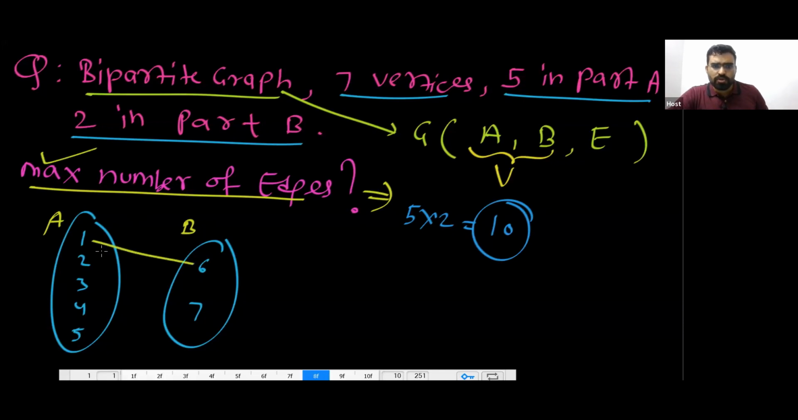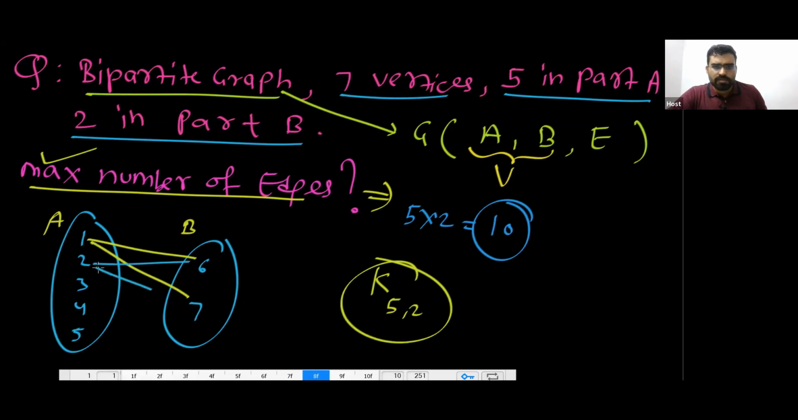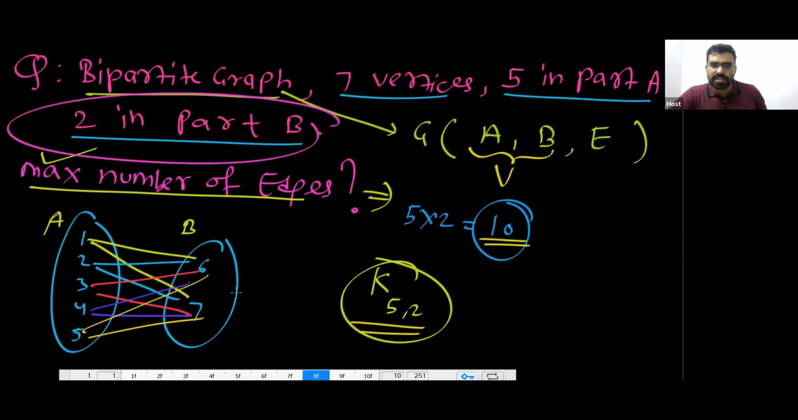So what you can do is create a complete bipartite graph on 5, 2. Like this you can do. Correct? So you can create this complete bipartite graph and the answer will be 10. Is this clear? Because here we know how many vertices we have in part A and how many in part B.